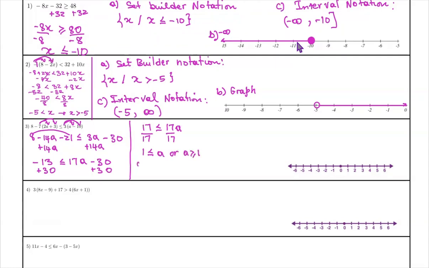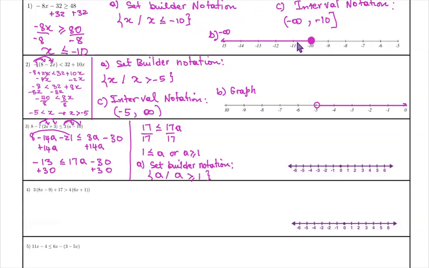Set builder notation is the set of x such that, actually set of a this time. The variable is a, set of a such that a is greater than or equal to 1.